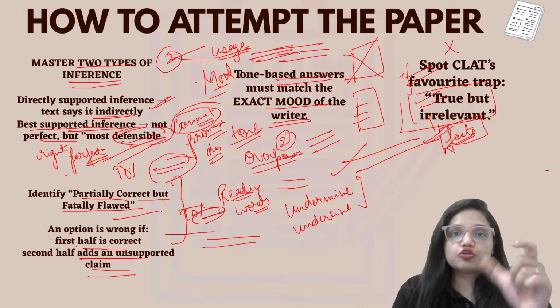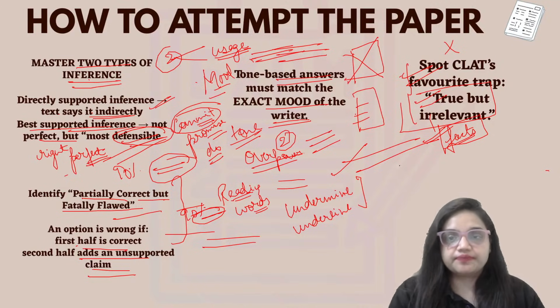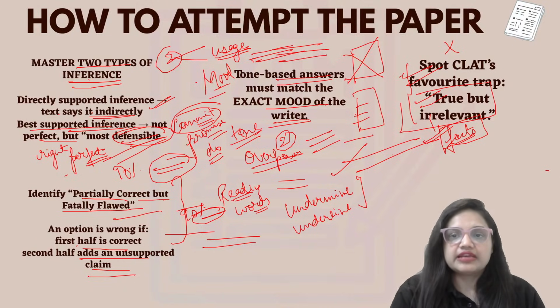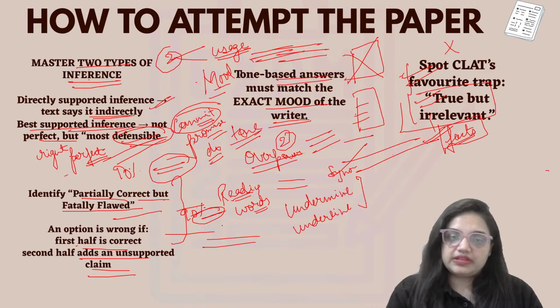Understood? Very close. And at times, one more thing, there are two words which are very similar. Both are synonyms also. So how to choose between them? Generally what happens?